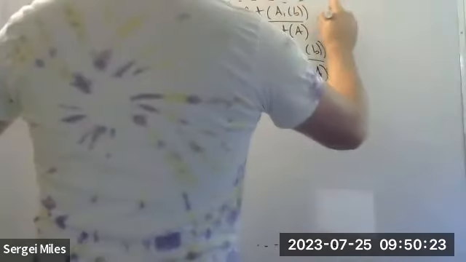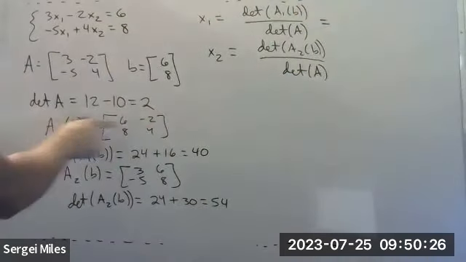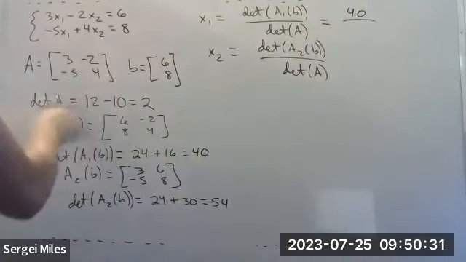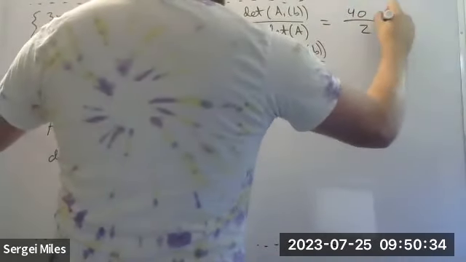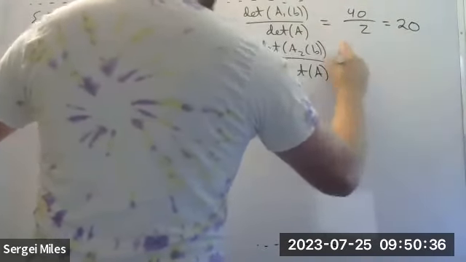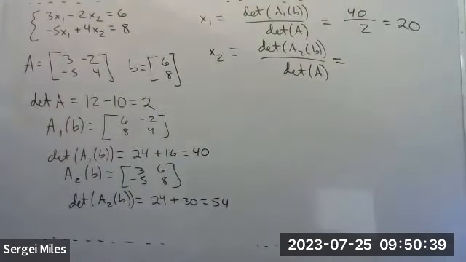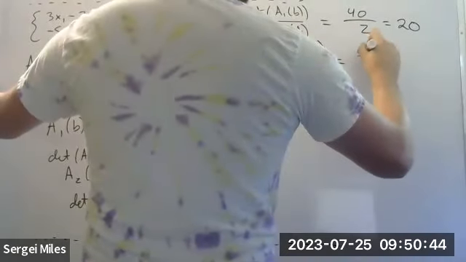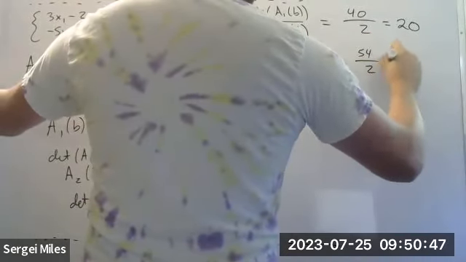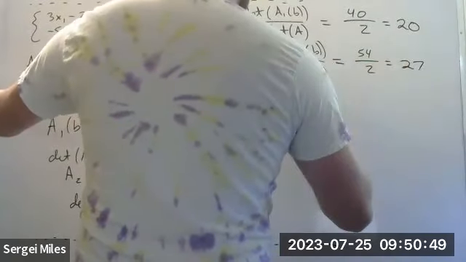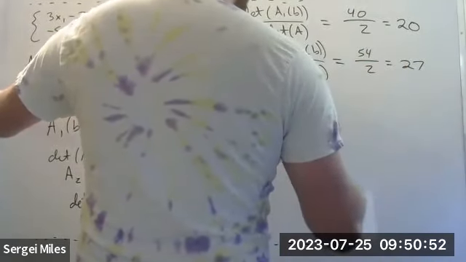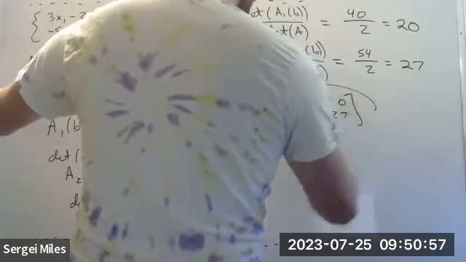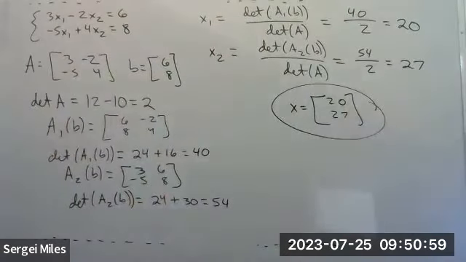We have x1 equals the determinant of A1 of B, which we found is 40, divided by the determinant of A, which is 2. x1 is 20. What about x2? Well, x2 is going to be the determinant of A2 of B, which is 54, divided by 2, and we get 27. So my vector x, which is the solution here, is 20, 27, right? And that's it. That's all of the work you have to do here.